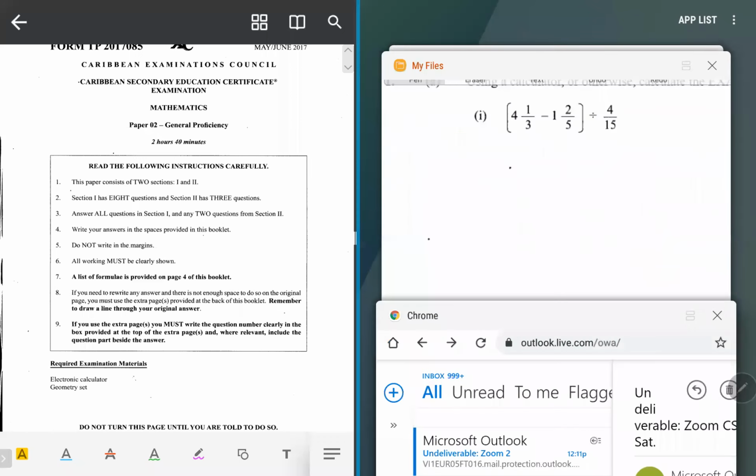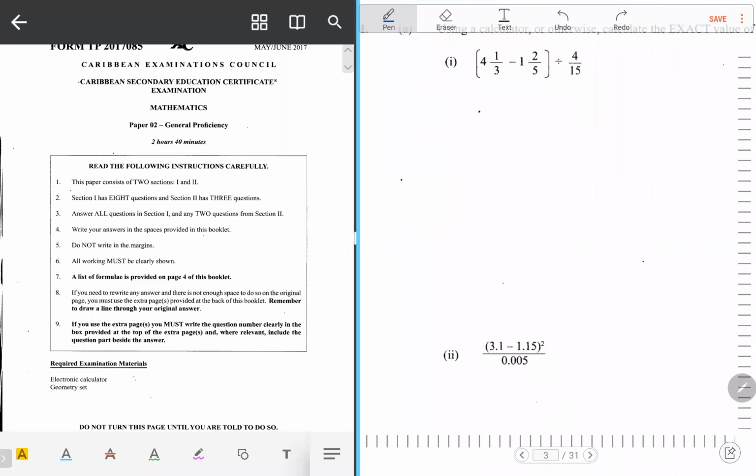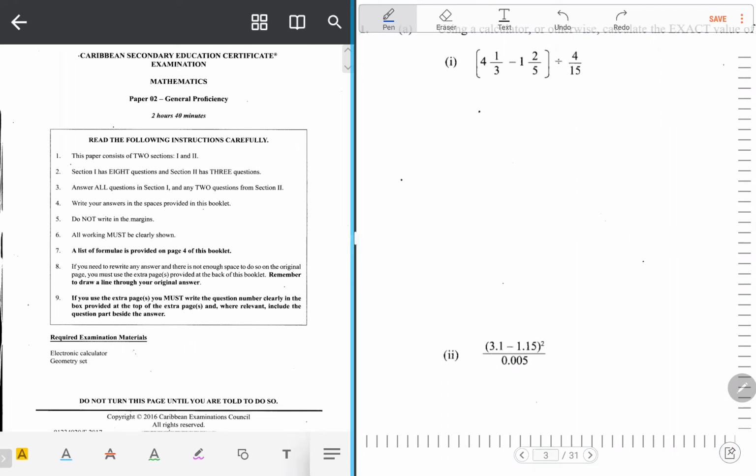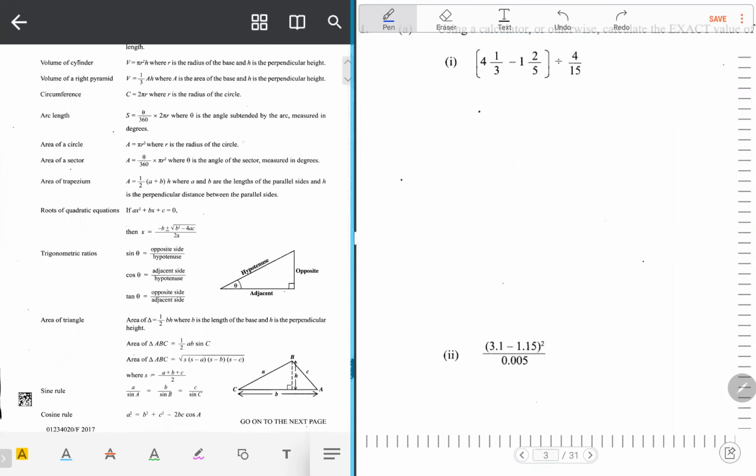Okay, so all right, so starting with this question. It is a 2017 paper. Question 1.